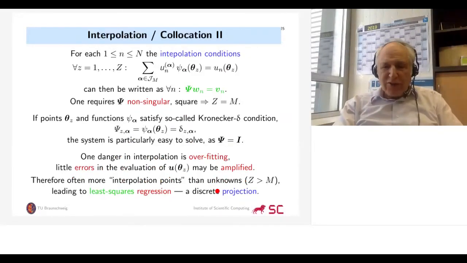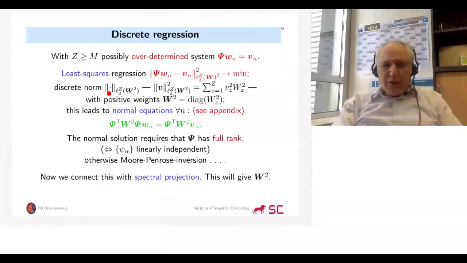That's a discrete projection, so we will look at that now. So what is discrete? We have more points where we evaluated the solution than we have coefficients. It's a possibly over-determined system, and we want to do least squares regression. I cannot satisfy this because there are more equations than unknowns, but I want to minimize the square of the error.